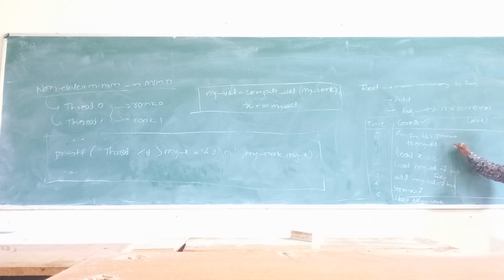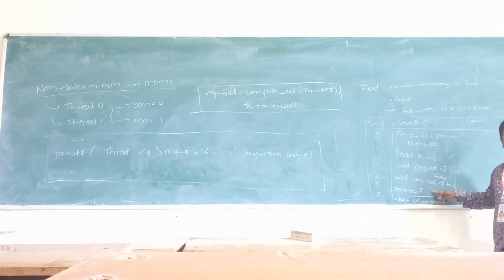My value is here and x is there. Earlier my value did not have a value, but now my value is 7. That 7 is assigned to x. Now x becomes 7 and is stored back to the main memory, for core 0.